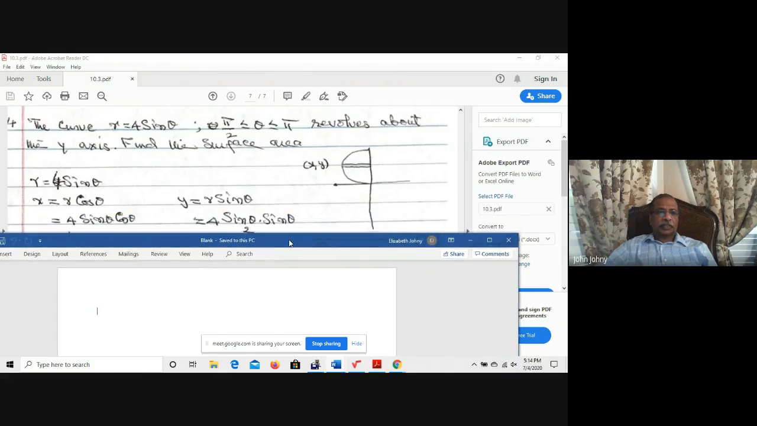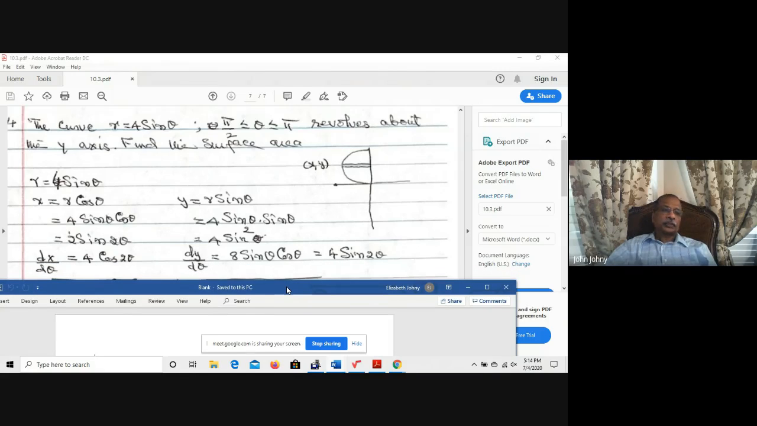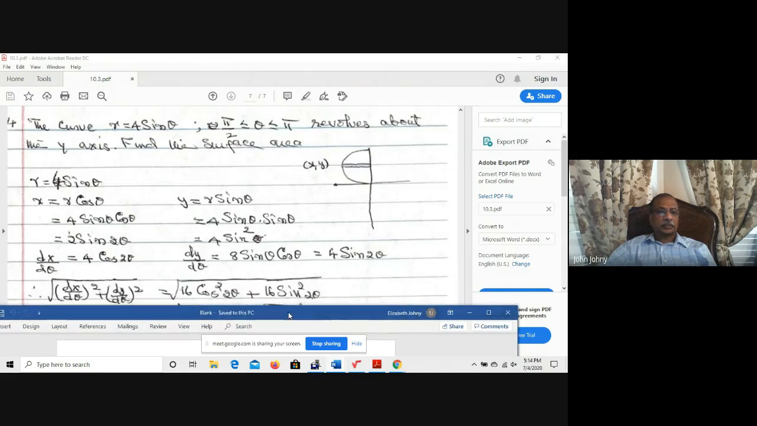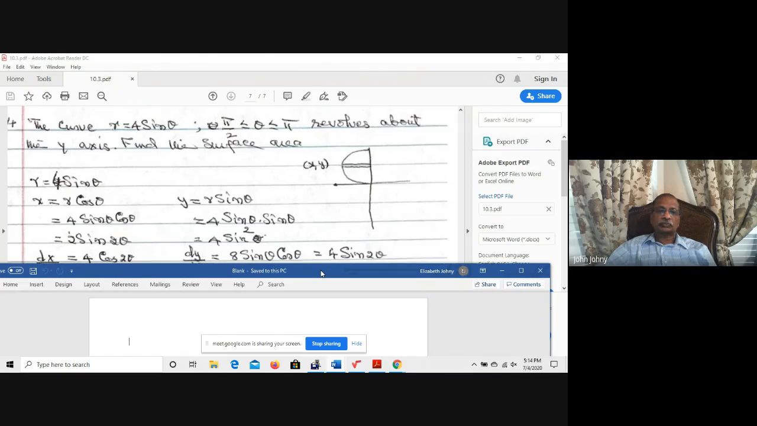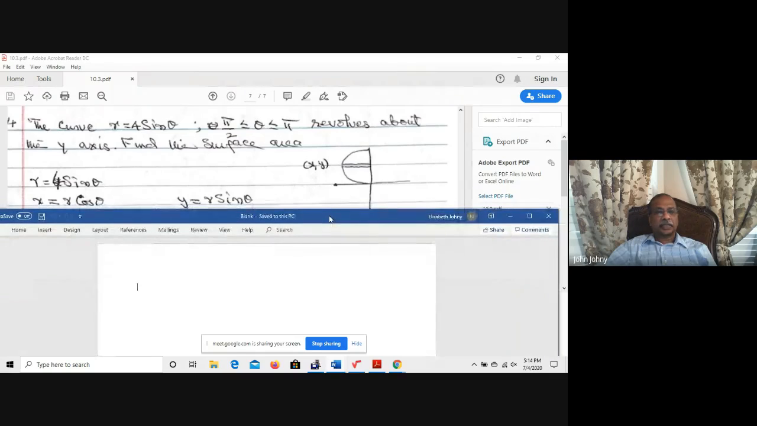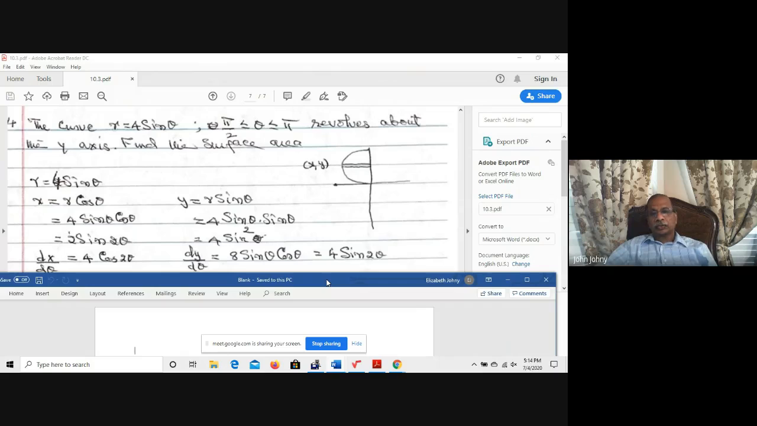x is equal to r cos theta, that is 4 sine theta times cos theta, that is 2 times 2 sine theta cos theta, that is 2 sine 2 theta. So dx over d theta is 4 cos 2 theta. y is equal to r sine theta, that is 4 sine theta times sine theta, that is 4 sine squared theta. So dy over d theta is 8 sine theta cos theta, that is 4 times sine 2 theta, because sine 2 theta is 2 sine theta cos theta.